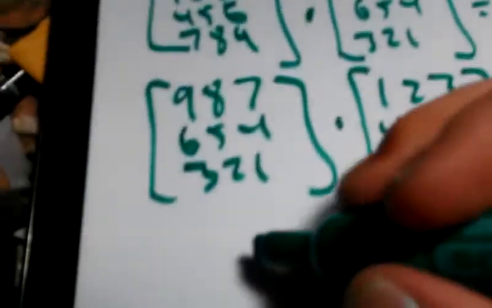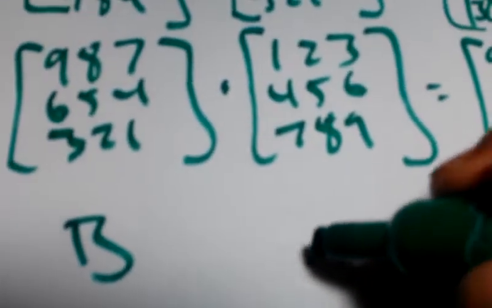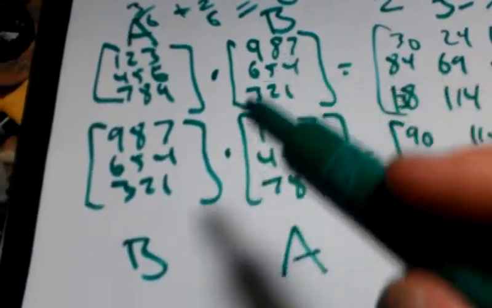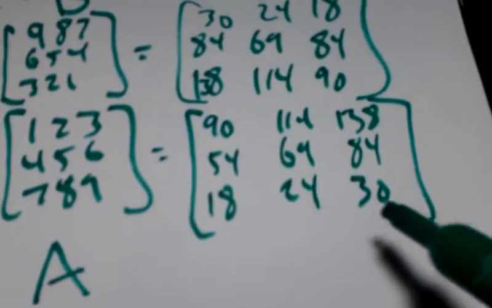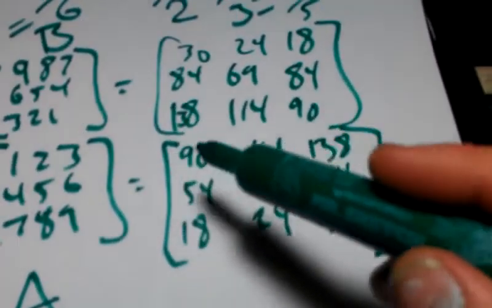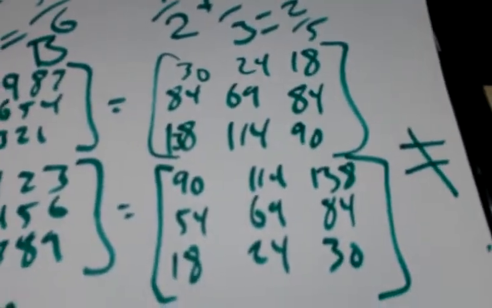Well, if we did B first, 9, 8, 7, 6, 5, 4, 3, 2, 1, and then multiplied that by A, right? The first one was A times B. This one is B times A. And we're going to get this matrix, which is, again, a nasty thing, and it's similar to this matrix. There's the same numbers, but in a different order. These are not the same thing.